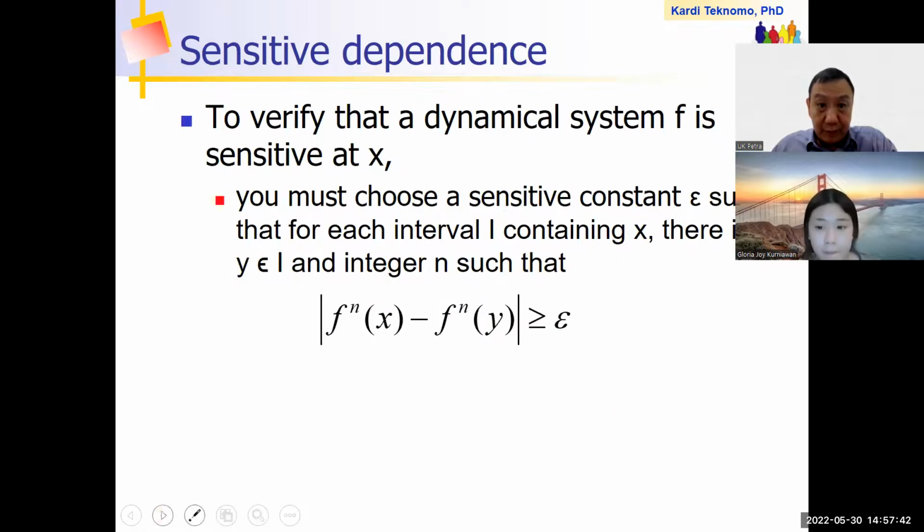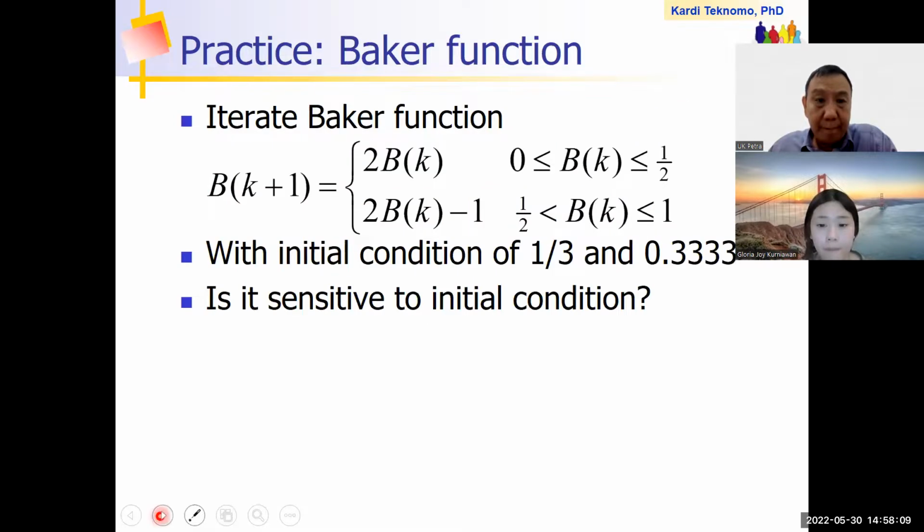So that is a dynamical system with sensitive dependence. We must choose a sensitivity constant epsilon here, so that there is a certain interval containing that value. That is to verify that the dynamical system is sensitive to initial dependence.